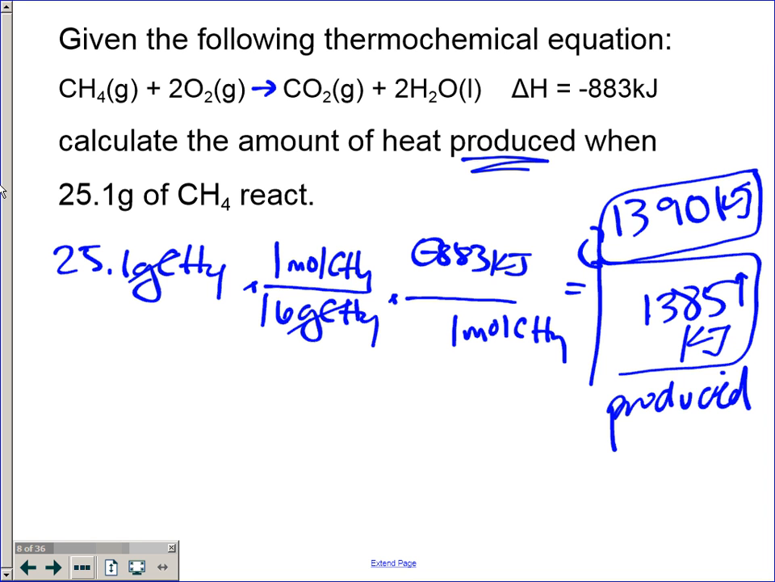Okay, you guys feeling okay still? We're still just doing Q over moles, right? It's just in reference to a real reaction now.